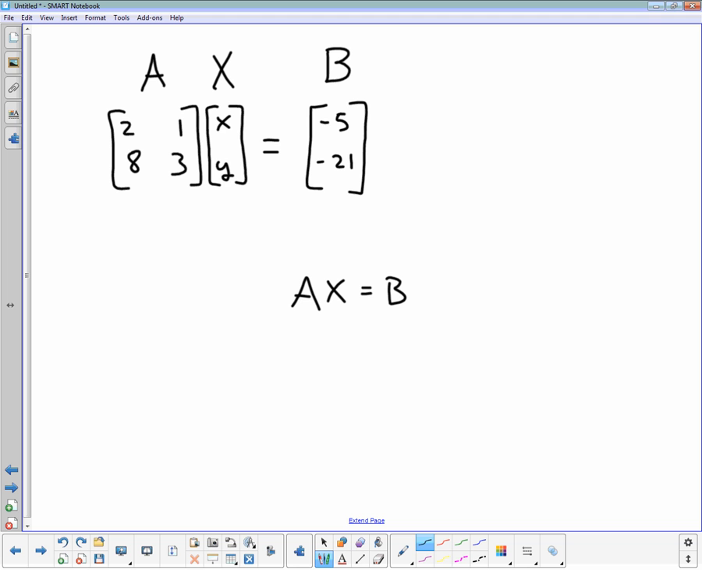And remember, the whole object of all of this is to get X alone, right? Find out what those are. So here's how we're going to do it. We need to get rid of the A in order for X to be alone. So what we're going to do is we're going to have to do a multiplication.